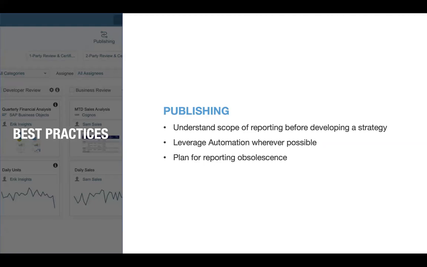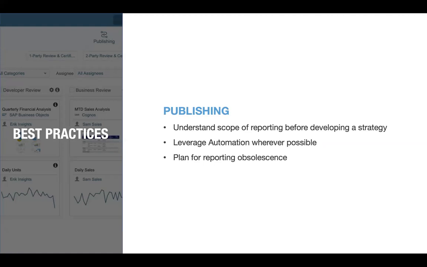So best practices: obviously, it's very important to understand the scope of reporting before you develop a strategy. And this goes back to the first step. You need to understand all the different types of content you want to publish, and then look at the different types of publishing mechanisms you have and align the right mechanism to the right content, so that it's effective. Wherever possible, you do want to leverage automation.